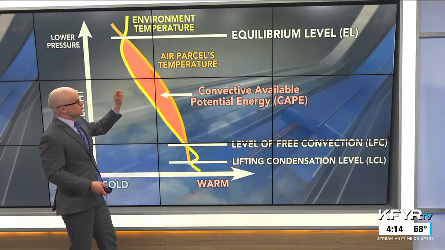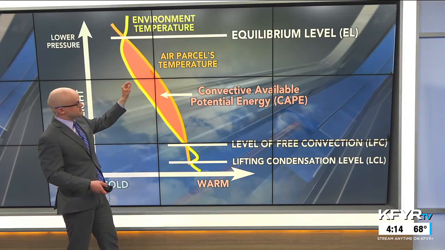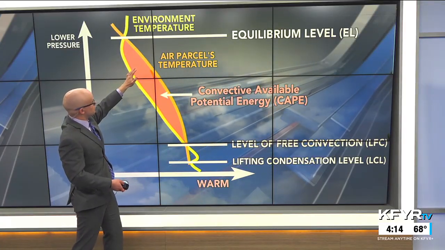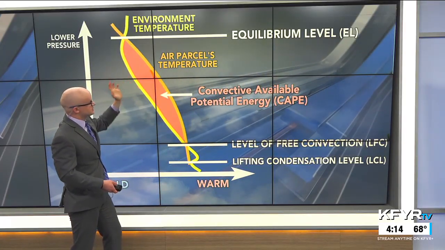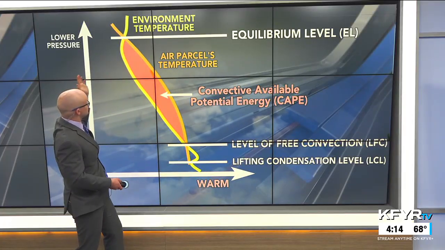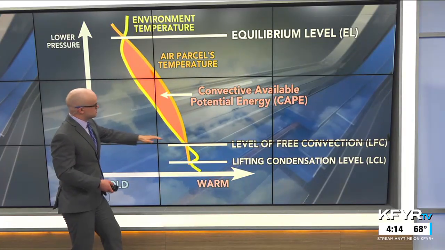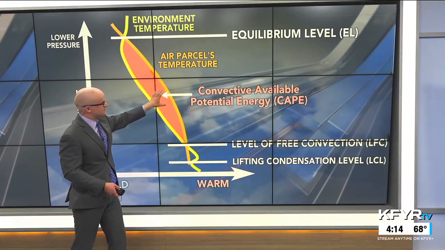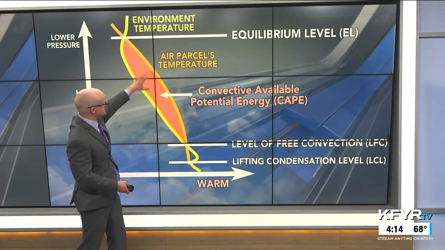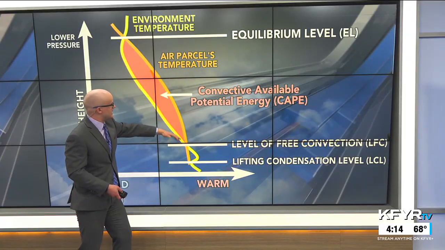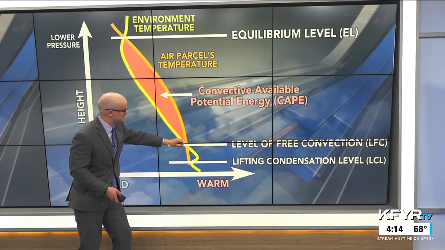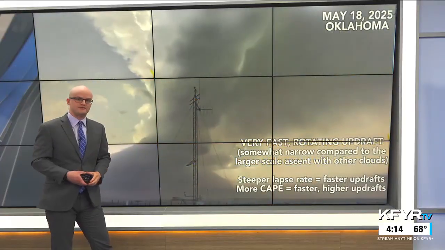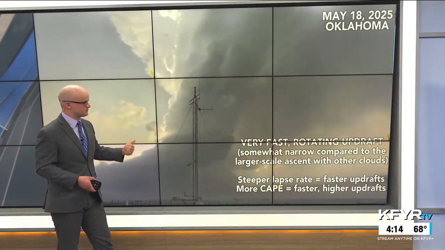Finally, our equilibrium level, which is much higher up in the sky, is when those lines intersect once more and our parcel doesn't want to rise anymore because it becomes cooler than the surrounding air. So between the LFC and the equilibrium level, we have the convective available potential energy area. This is where we have a lot of potential for these parcels of air to rise freely. They're going to accelerate upwards and create sights like this, which is a supercell thunderstorm.